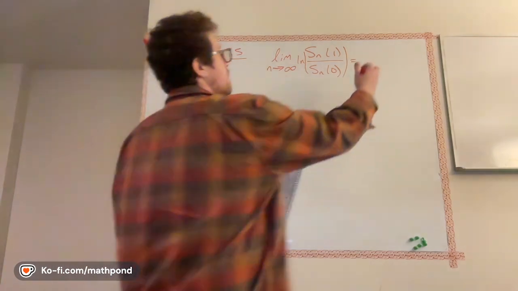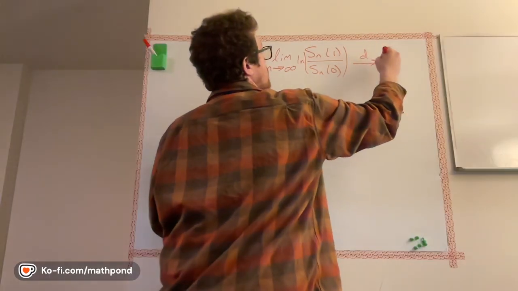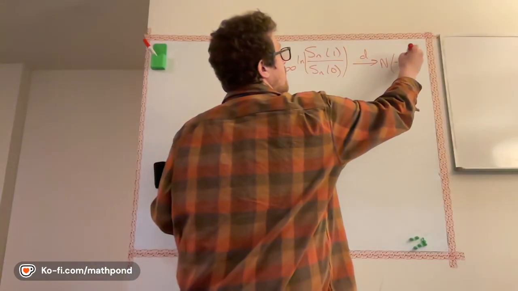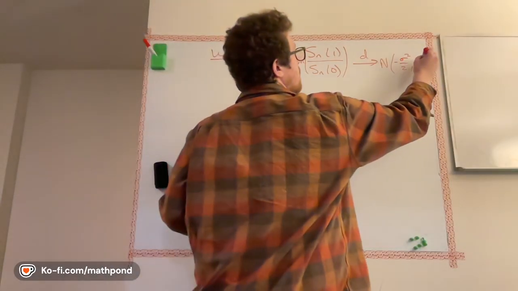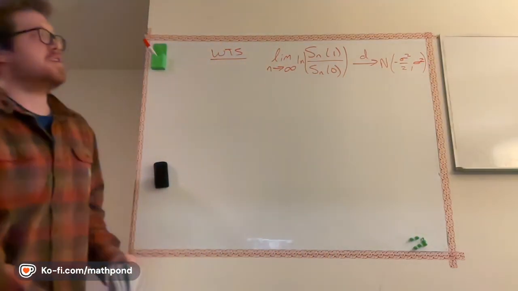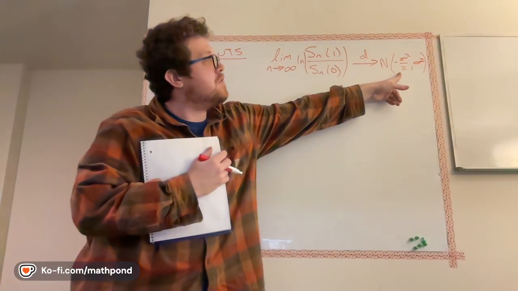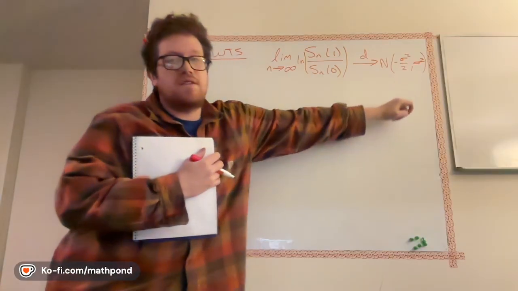Or converges in distribution to the normal distribution with mean negative sigma squared over 2 and variance sigma squared. So basically a shifted version of the standard normal. Instead of it being standard normal, the mean got shifted by negative sigma squared over 2, and the variance is still just sigma squared.